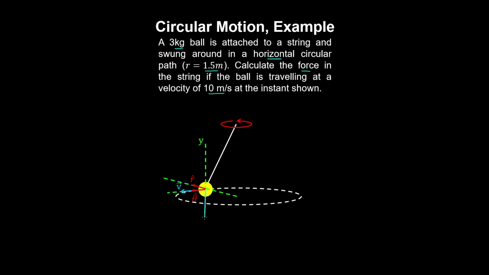So in horizontal circular motion, we have the following forces acting on the ball. And the vertical component of the tensile force opposes the force of weight, and the radial component keeps the ball travelling along a circular path.